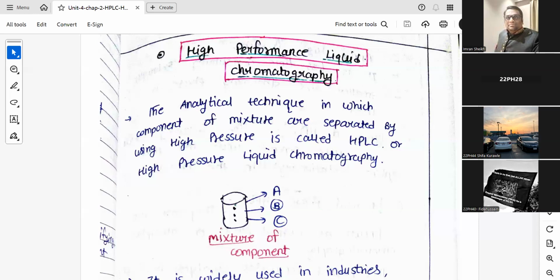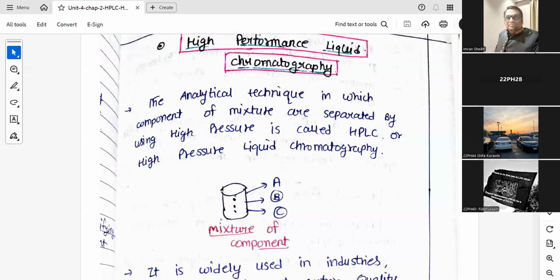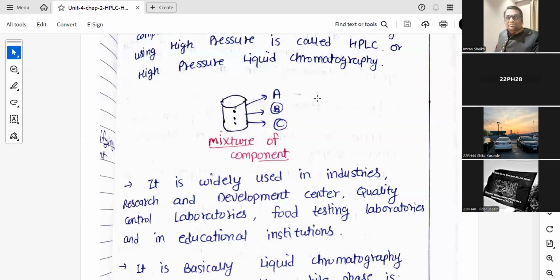Okay, so HPLC stands for high performance liquid chromatography, and here also we do the same thing, that is, we separate the components of a mixture. The only difference is that in paper chromatography we don't apply pressure, we apply surface tension. The same applies with thin layer chromatography. Here we apply high pressure and hence it is called HPLC. These are the mixture of components A, B, C.